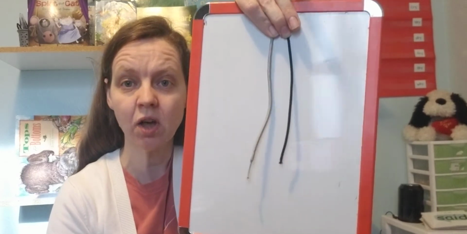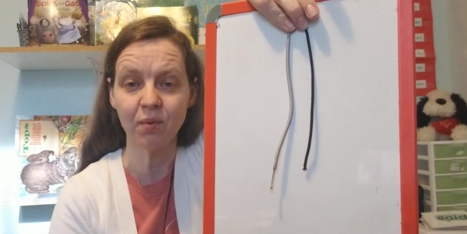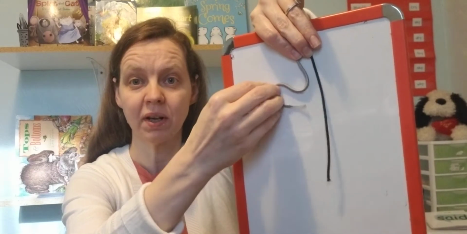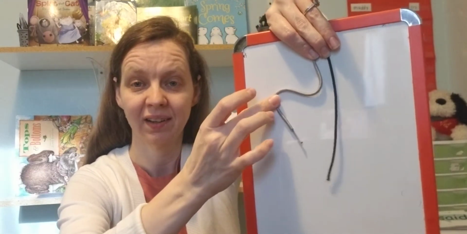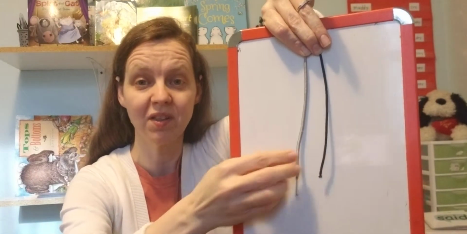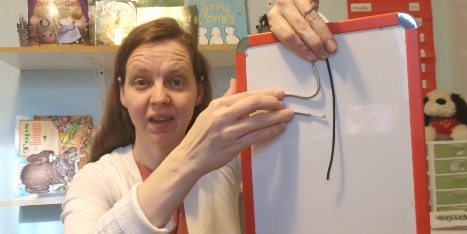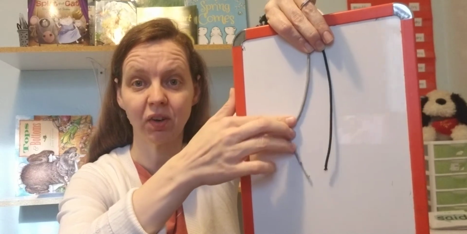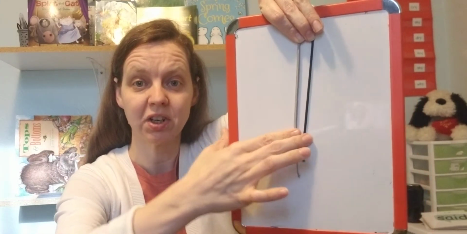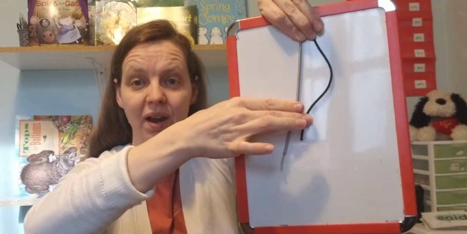So which one is the longest? The gray one is longer than the black. Now which one is longest? Still the gray one. If we stretched them out, the gray one would still be longer. It's just squished up and it's harder to measure like that. So we have to straighten it out, try to get it as straight as possible and measure. And then we see the gray one is the longer one.